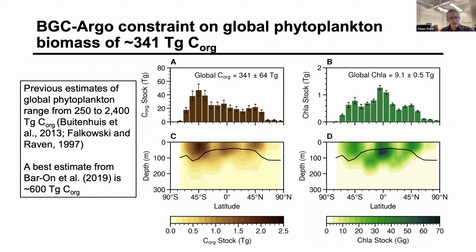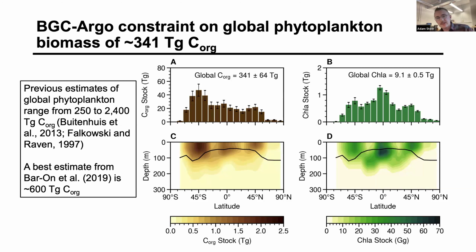And so using BGC Argo, we can greatly constrain how much phytoplankton there are in the ocean to about 340 teragrams by adding up all those latitudinal averages and calculating the total stock within those areas. And if you compare that to previous estimates, which range from about 250 to 2,400 teragrams of carbon, we're constraining this number down to a much smaller range using BGC Argo.